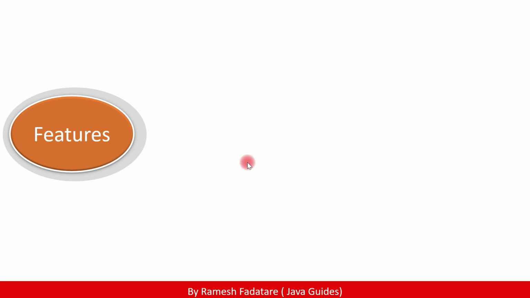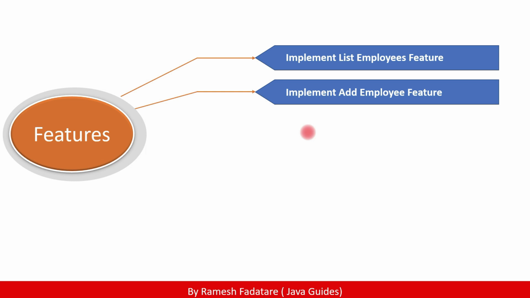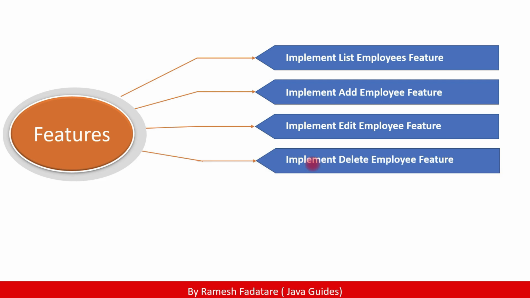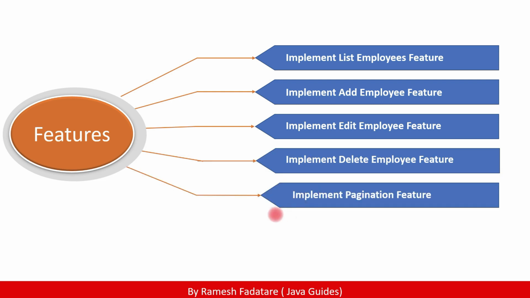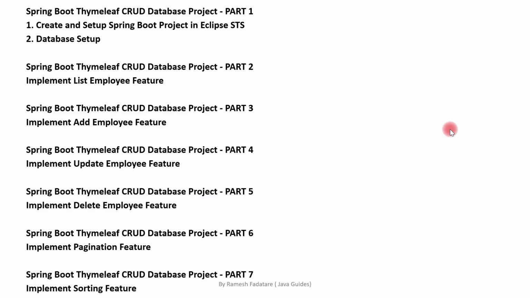Now let's have a look at the features that we are going to develop in this Spring MVC web application. We first implement the list employees feature, then we implement the add employee feature, and then we implement the edit employee feature and delete employee feature, and we also implement a pagination feature and sorting feature. So these are the features that we are going to develop in this Spring MVC web application with Thymeleaf.